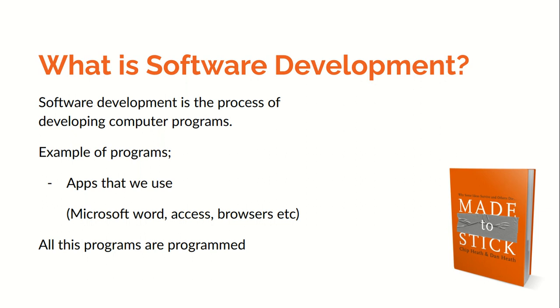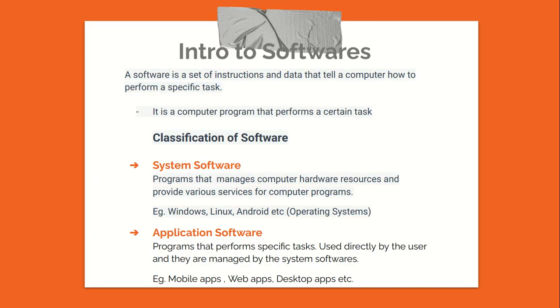But you may ask yourself, what is a software? So a software is a set of instructions and data that tells a computer how to perform a specific task. This is a computer program and it performs a specific task. We have various classifications of software, and the two main classifications of software are the system software and the application software.